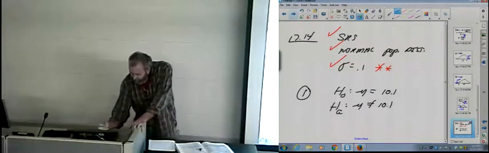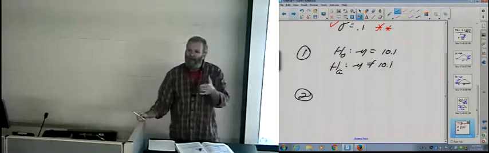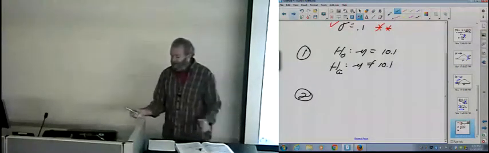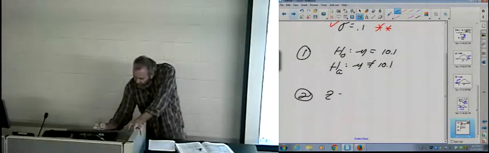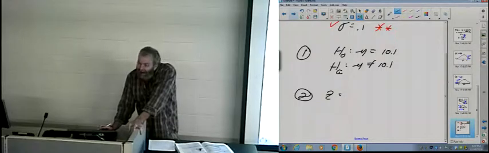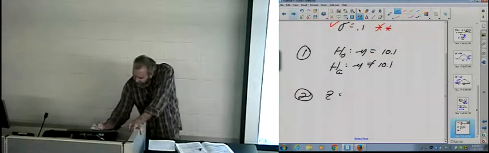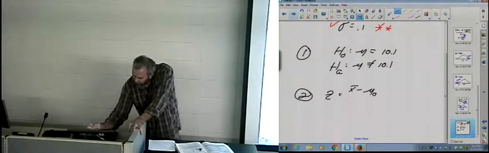Number 2, this is where you calculate your test statistic. You calculate your z-score. So I'm going to take my z-score. Now you notice I'm not drawing you pictures at this point. I got z is equal to, what do? I take my x bar, I subtract off my mu naught, and I divide by sigma over the square root of n.